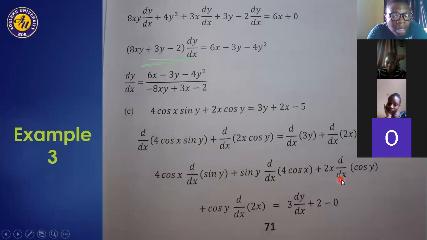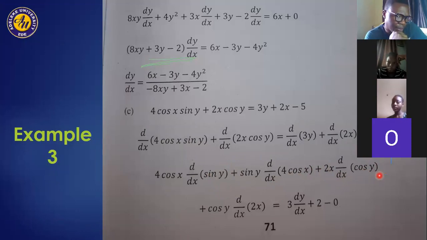Yes, because we are differentiating y. This is the concept. If you are differentiating x, that dy/dx will not be there. If you are differentiating y, your dy/dx will come back. Have you got that concept? It's very important to understand this, please.